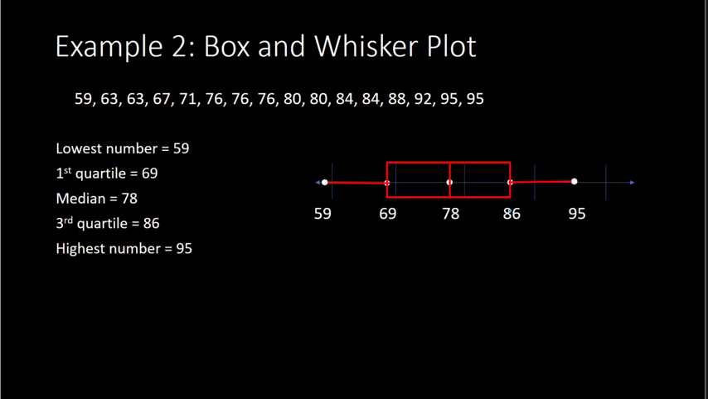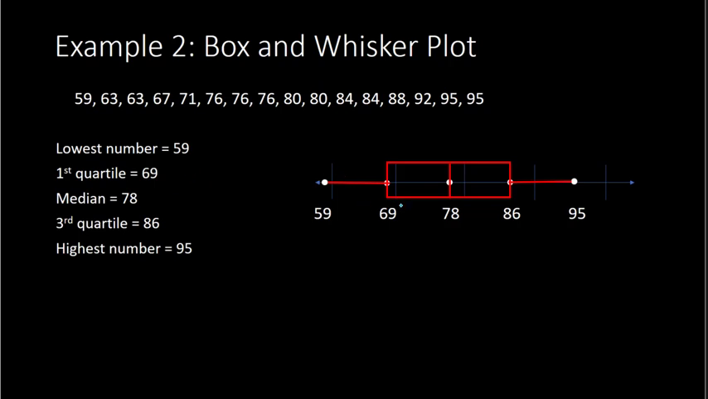So this here is our box and whisker plot. And by the way, there are times when our list of numbers will generate maybe two numbers being the same. For example, your median could be the same as your first quartile, or maybe your lowest number is the same as your first quartile.